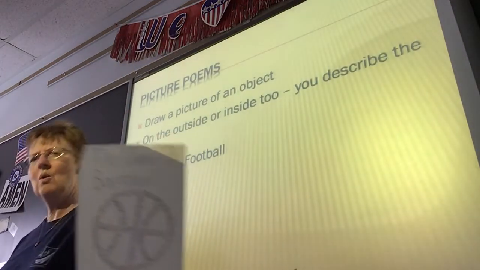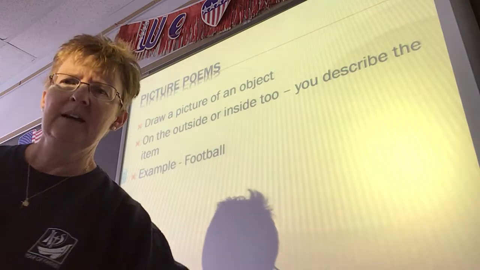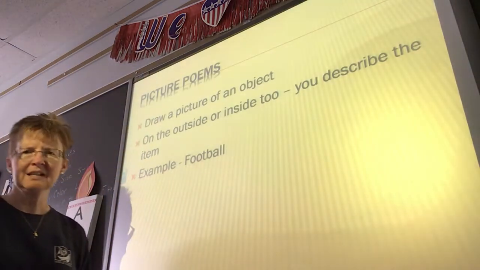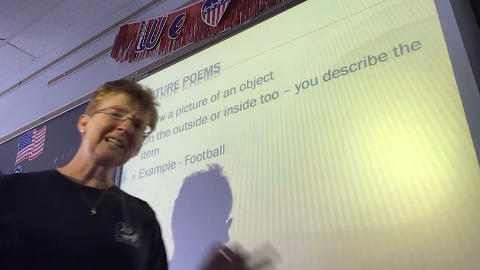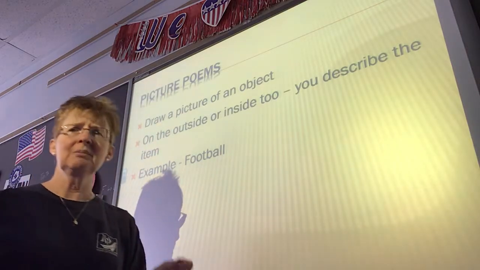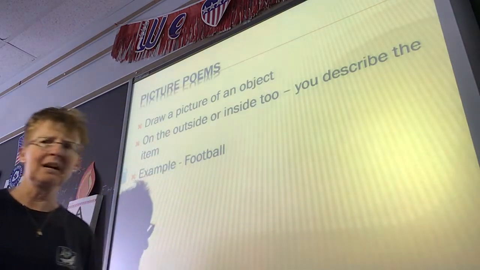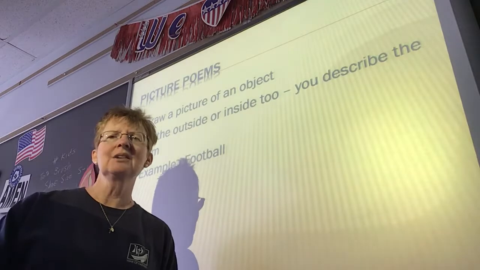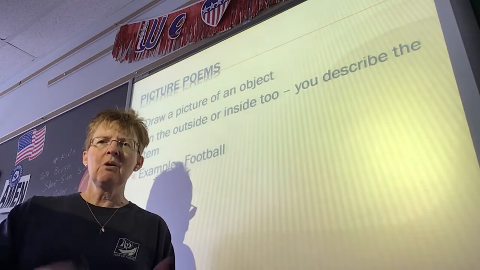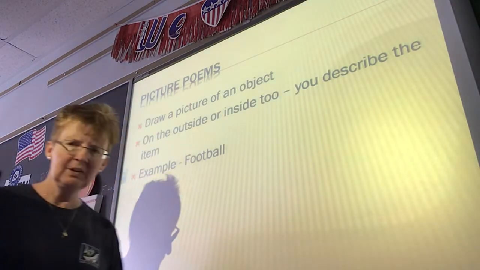You can only do one picture poem. In fact, you can only do one of any of these kinds of poems for the actual assignment. If you want to do some extra ones for extra credit, that would be great. There have always been people who love poetry and want to do more. So hopefully you will as well.